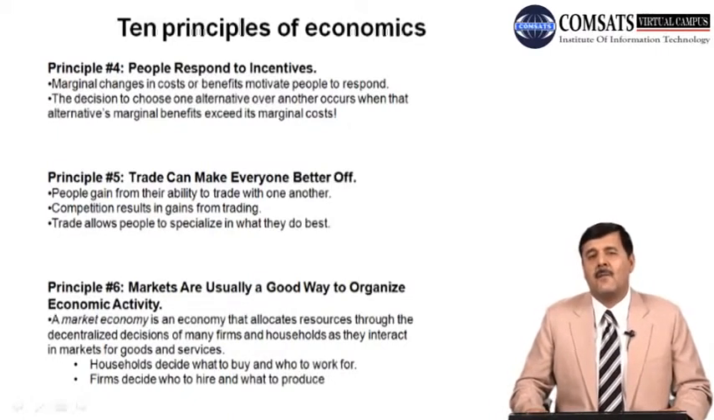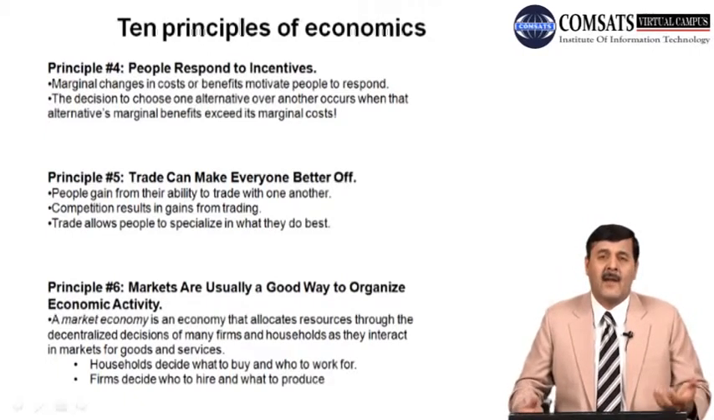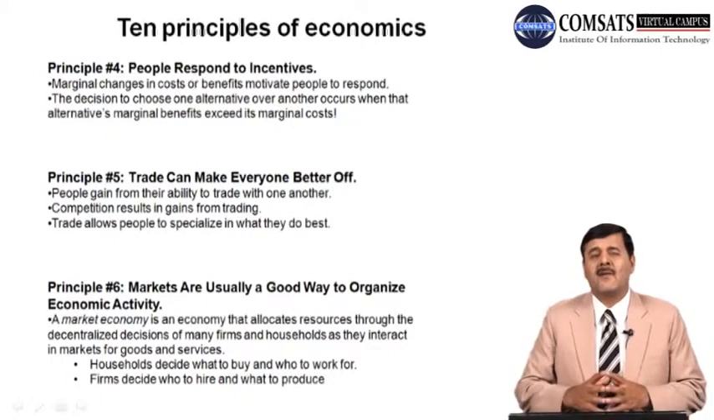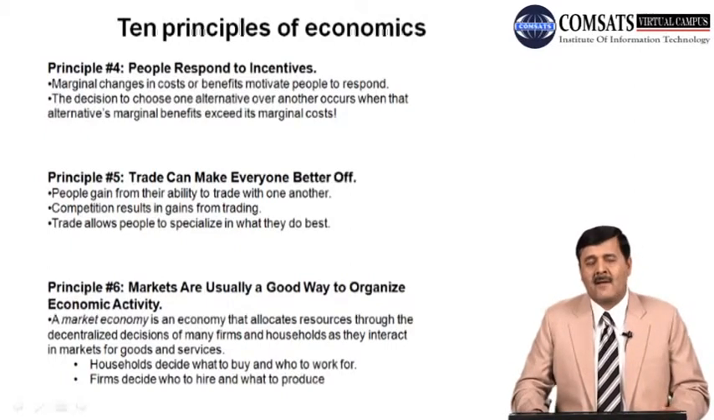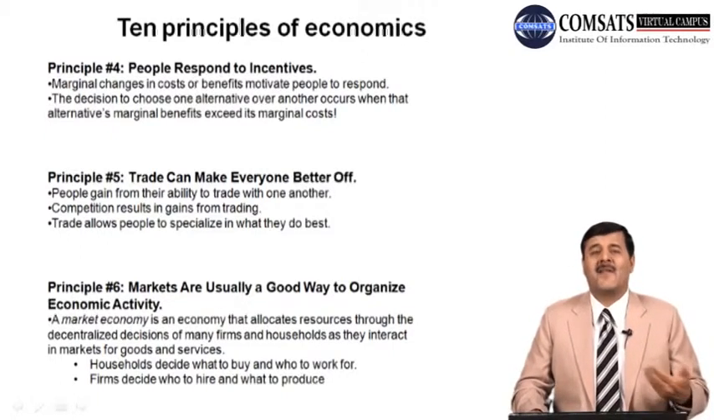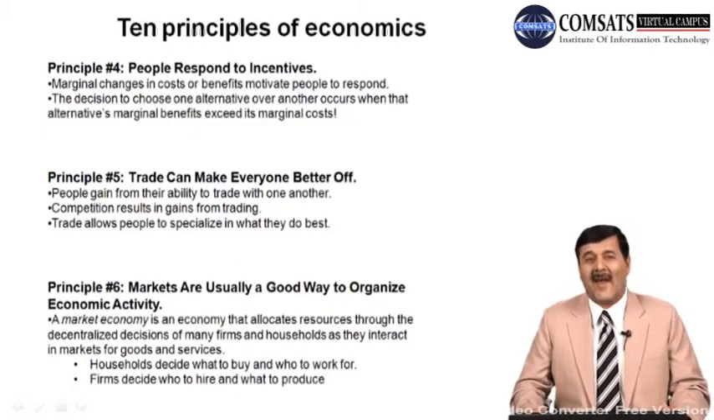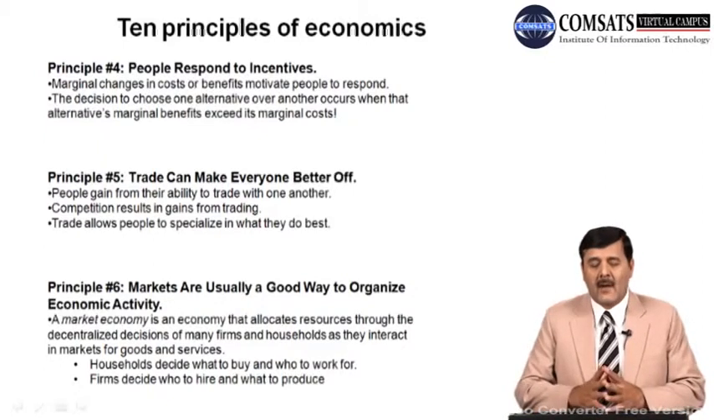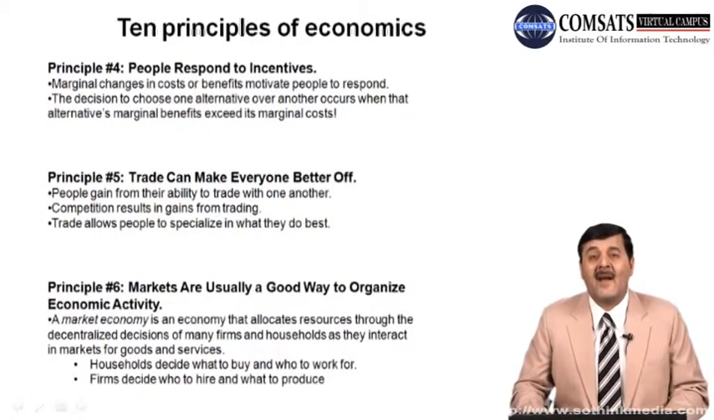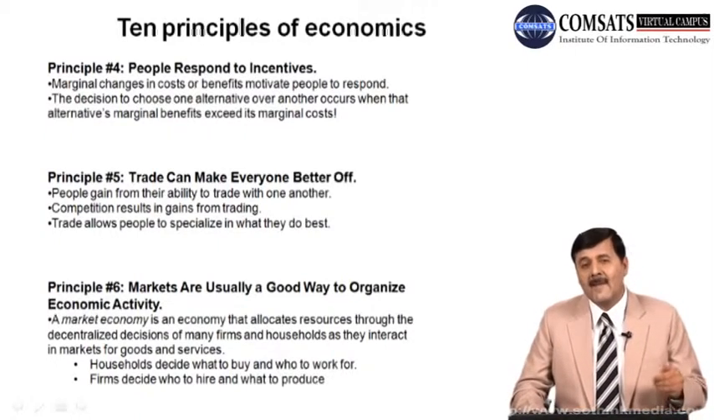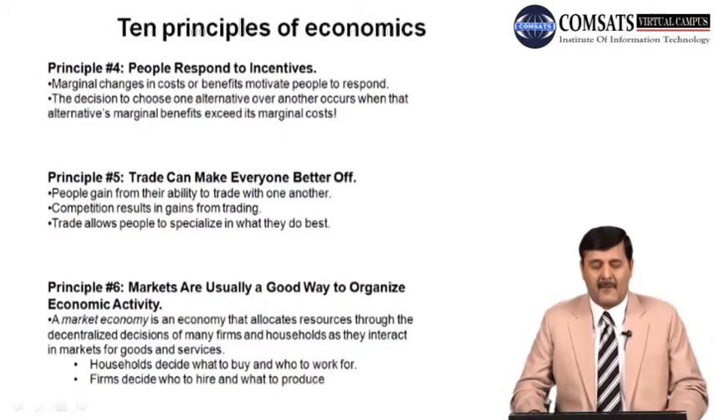When we talk about trade in the next lectures, we will discuss two theories: absolute advantage theory and comparative advantage theory. It says that countries which have an absolute advantage in producing certain things specialize in them and import other things from the other country. Similarly, the other country can also specialize in the product in which it has an absolute advantage. So trade can make countries and individuals better off by specializing in producing goods and services and minimizing cost. This is the fifth basic principle of economics.